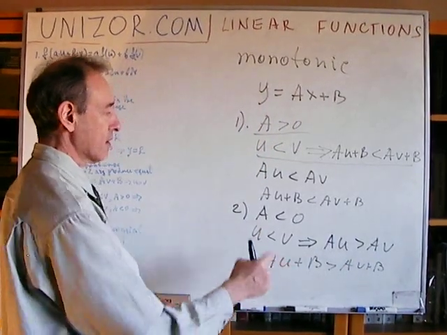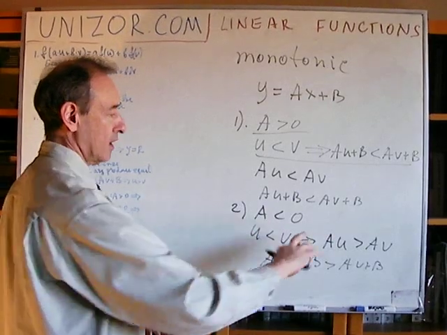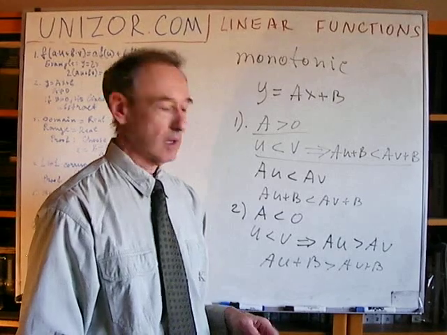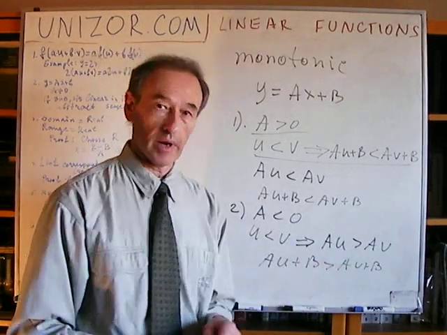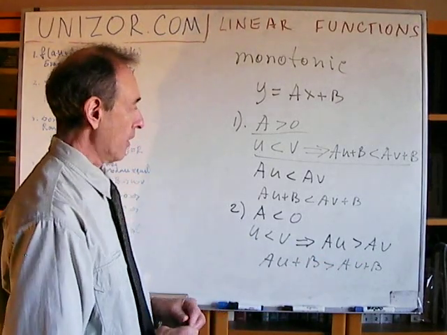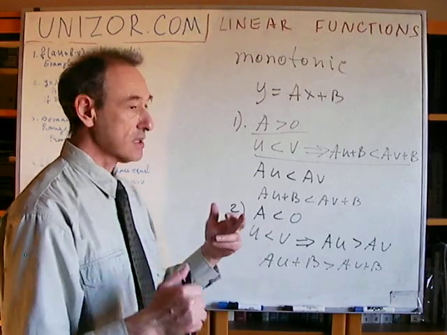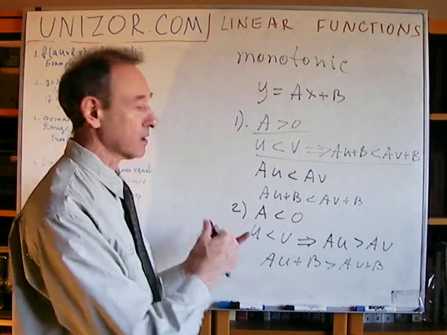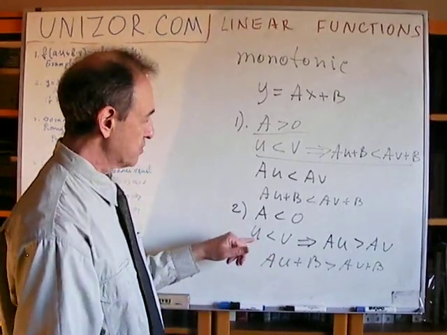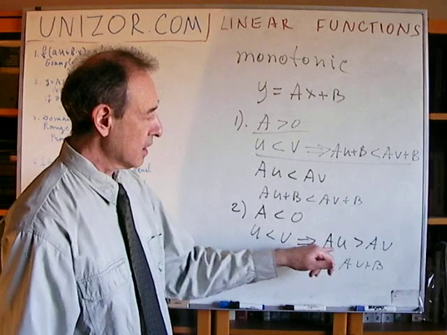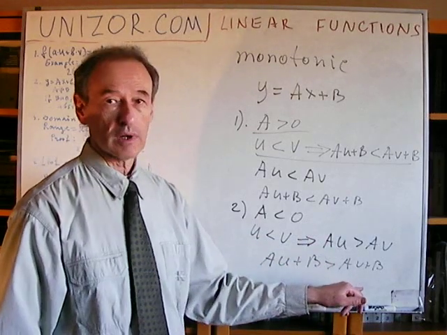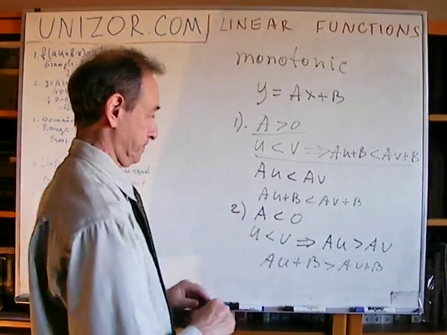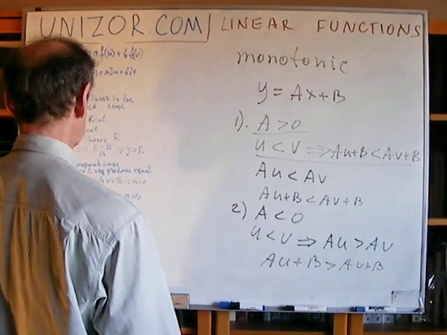So what's important here is, if A is negative, then the inequality is flipped whenever we multiply it by the same number a. Now, in this case, the function is also monotonic, but it's not monotonically increasing. In this case, it's monotonically decreasing, which means the greater argument corresponds to a smaller function. So arguments are increasing, the function is decreasing. Okay.